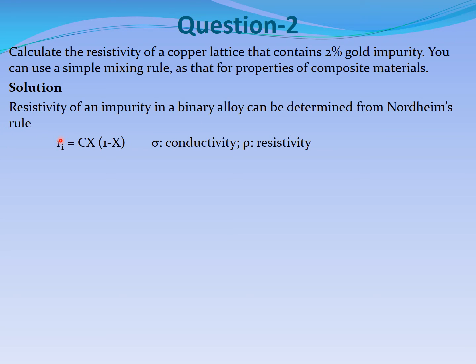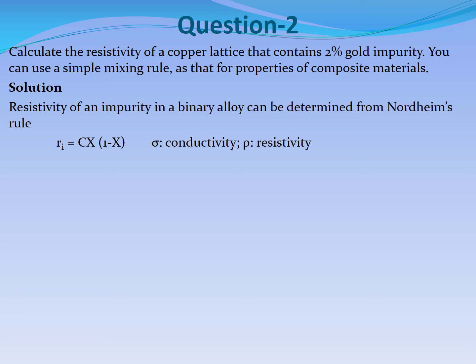Rho_i, the resistivity of the impurity, is C x (1 minus x), right? This C, remember, is the Nordheim's constant. x is the fraction of this, and 1 minus x will automatically be the other. Remember that sigma is the symbol for conductivity in this chapter, and rho is the symbol for resistivity. Otherwise, in a normal chapter, sigma is stress and rho is density. But in this chapter, conductivity is sigma and resistivity is rho.